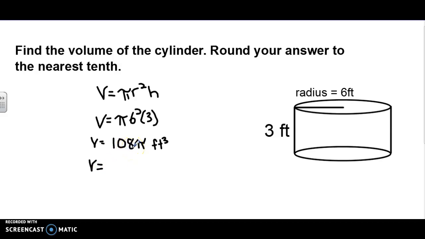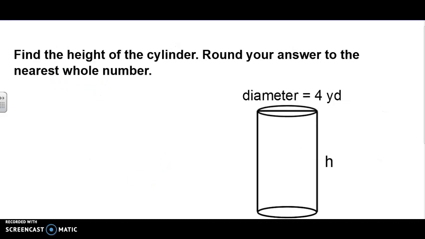If you multiply 108 times pi, and you're rounding it to the nearest tenth, you would get 339.3, because it'd be 339.29, so I'd round it up here, and again, that'd be feet cubed. I always want to leave my units of measurement when I'm finding the volume. Alright, so that would be the volume of this cylinder here.